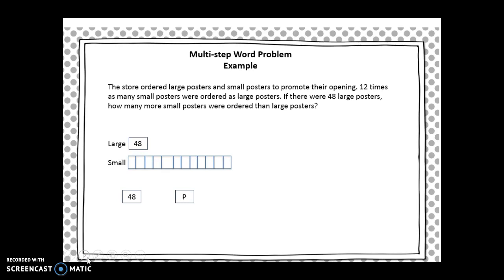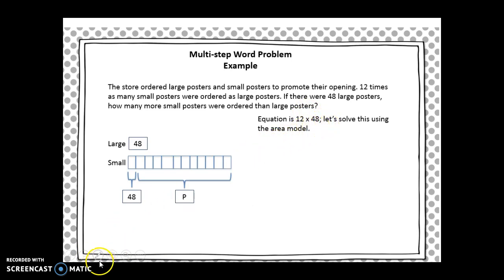Next, we're going to think about how many would be in each one. We've got to think of what our equation would be. So you'll see that I have 48 is for one section, but I have that 12 times. So my variable or missing amount is the P that I have labeled. That's going to tell me how many small posters I have. So now I want to multiply. I want to multiply 12 times 48. That's my equation that I'm going to solve.